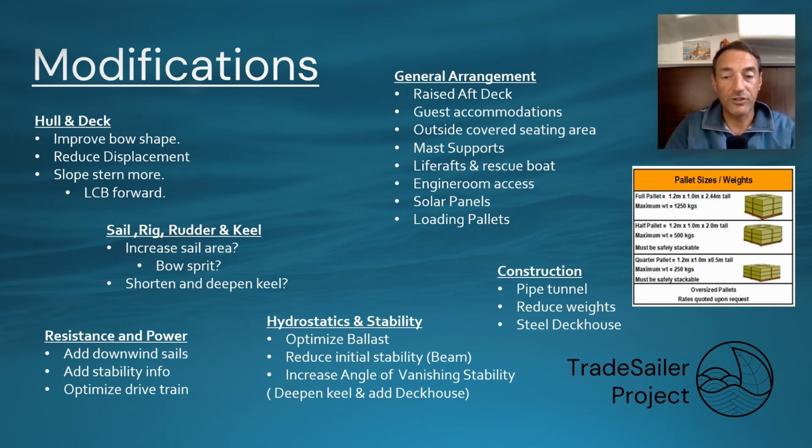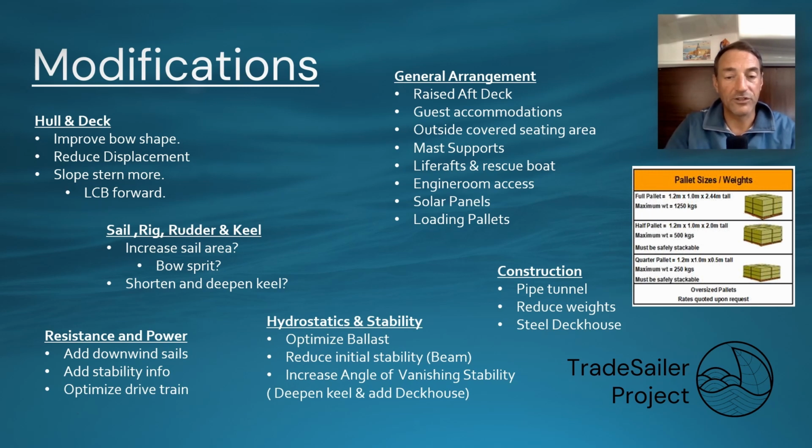And then we've got construction. I want to add a pipe tunnel, or at least a way of getting stuff from the back to the front past the cargo hold. With a reduced need for stability ballast, we can also make a bit of space there. Reduce the weights and change the deck house to steel, just to make the construction simpler.